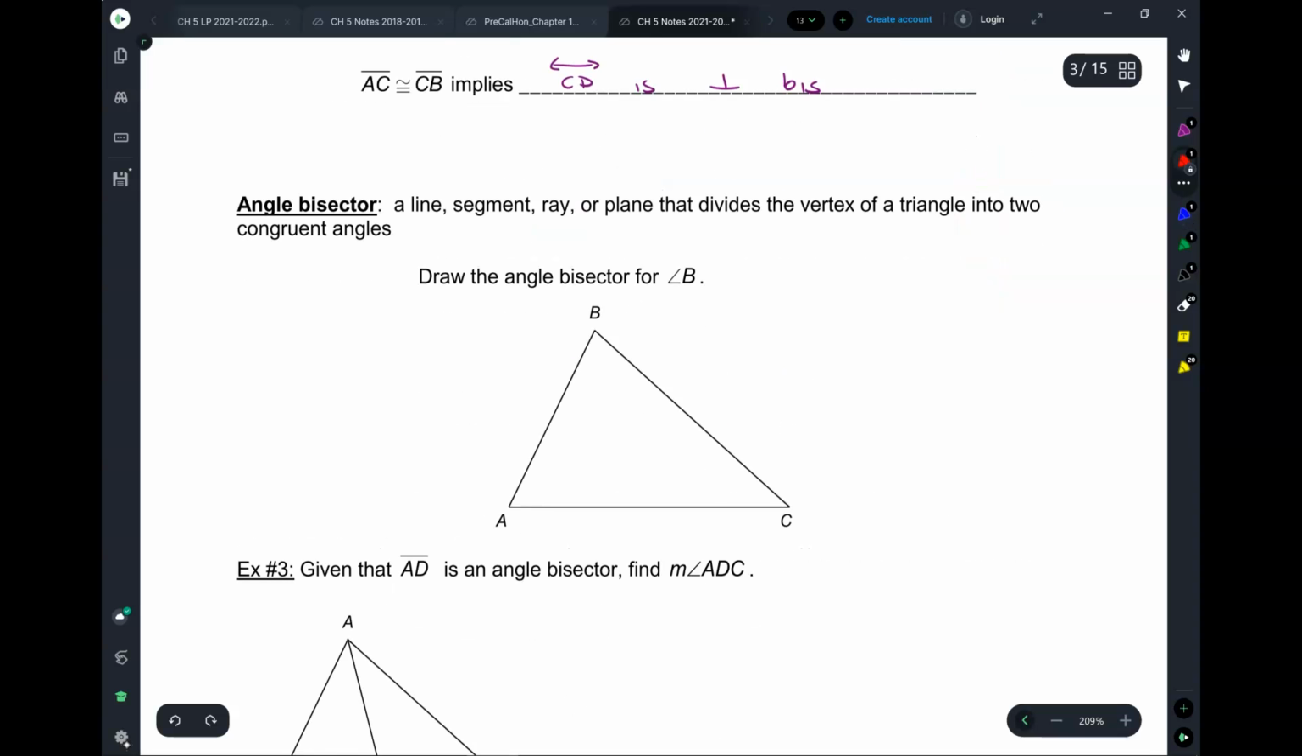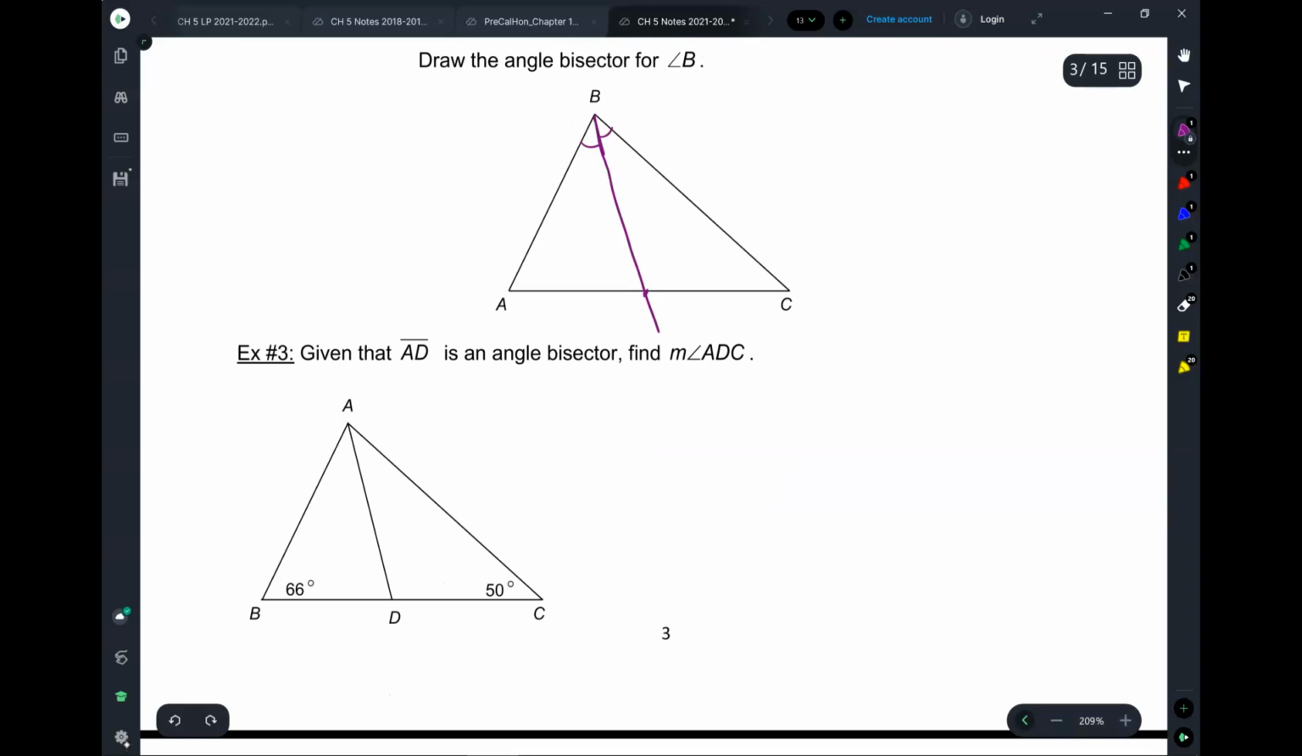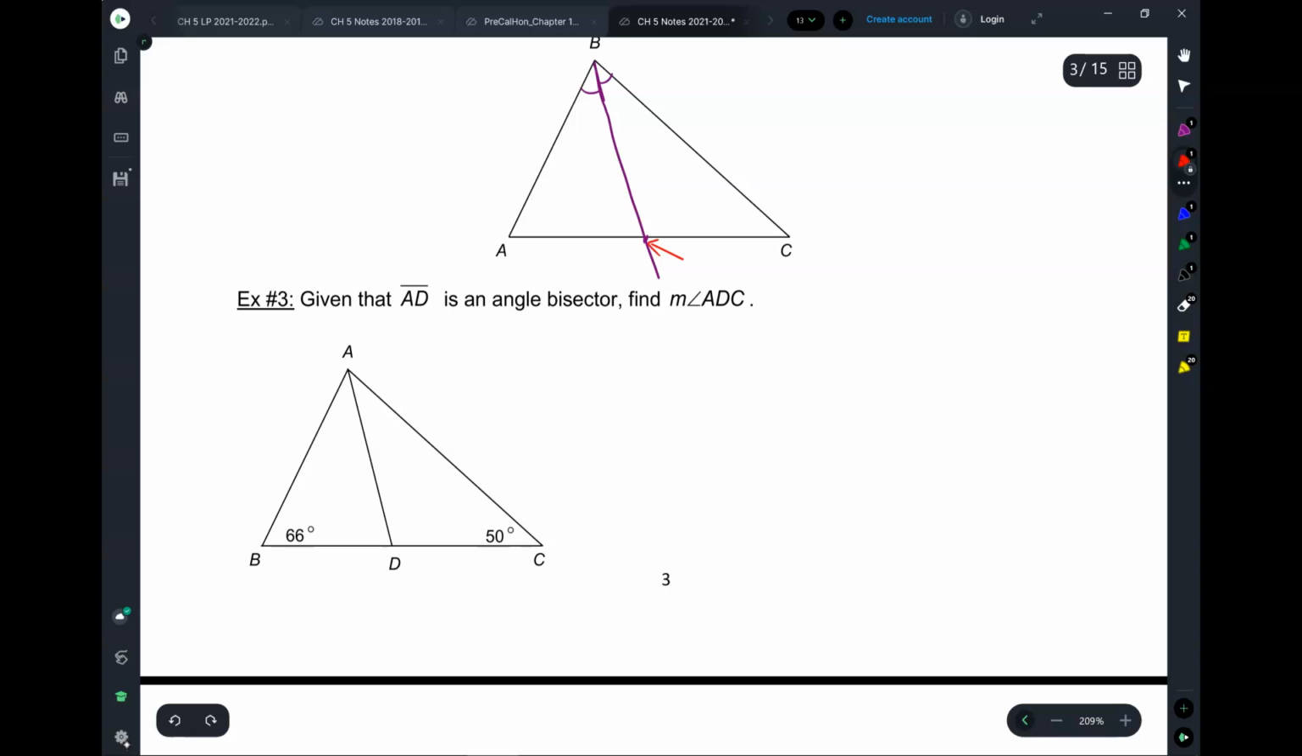Okay? All right, let's talk about angle bisectors. An angle bisector is a ray, plane, or segment that divides the vertex of a triangle into two congruent angles. So we're going to draw the angle bisector for B. I want you to draw a line here through B that just divides B into two congruent parts like this, right? And when you continue that, it passes through this point, okay? The purpose of the angle bisector is only to divide that angle into two. There are no guarantees that it's going to be perpendicular to this. There are no guarantees that it's going to be a midpoint to AC, okay? All right? So here, no guarantee.